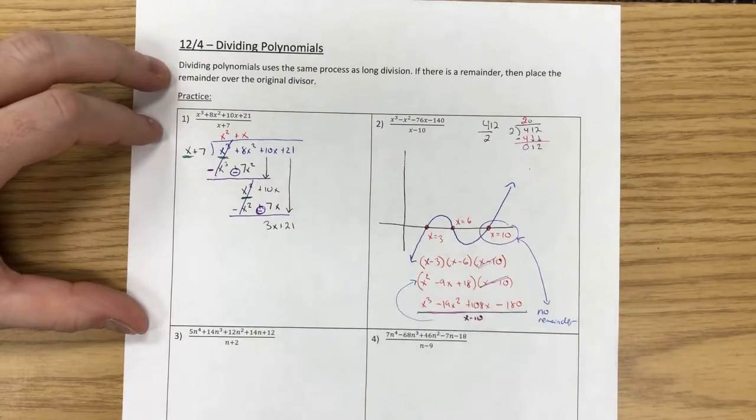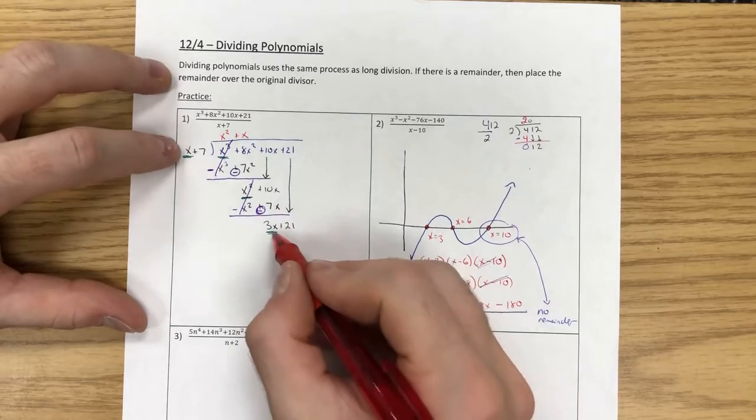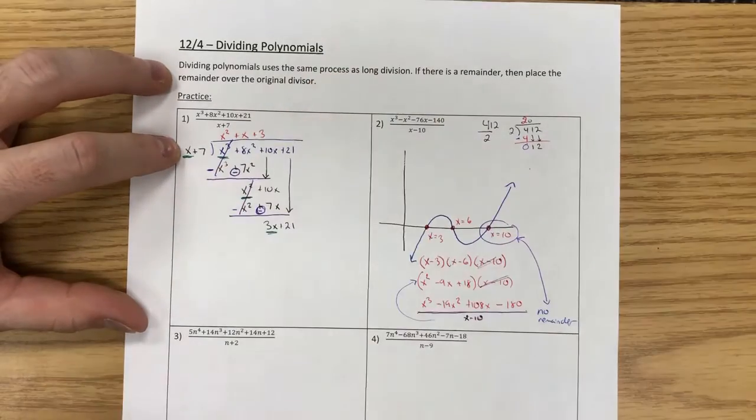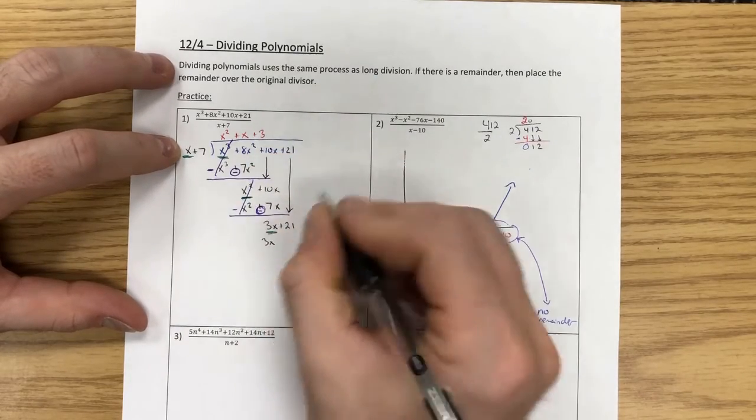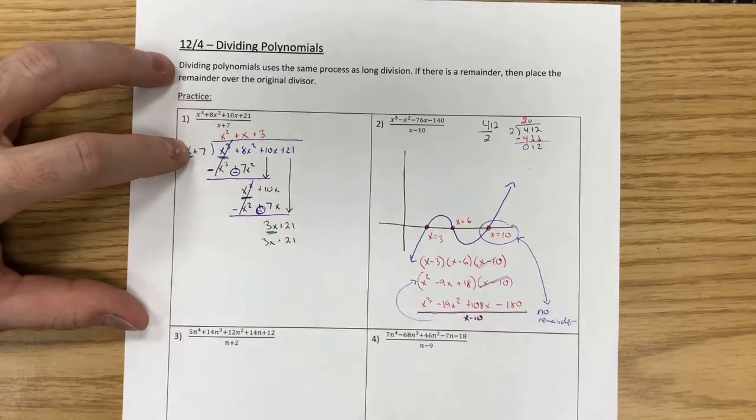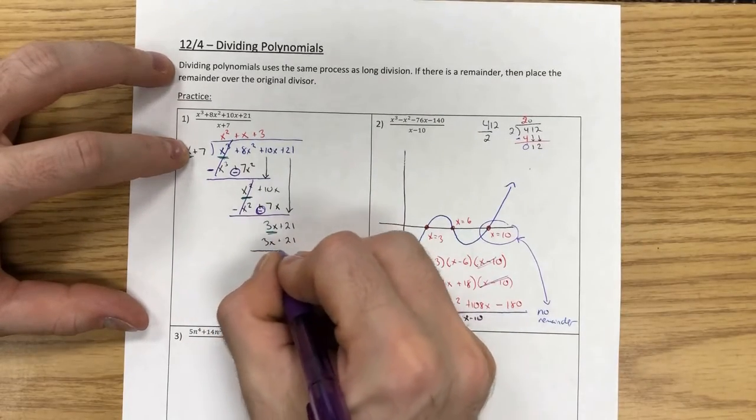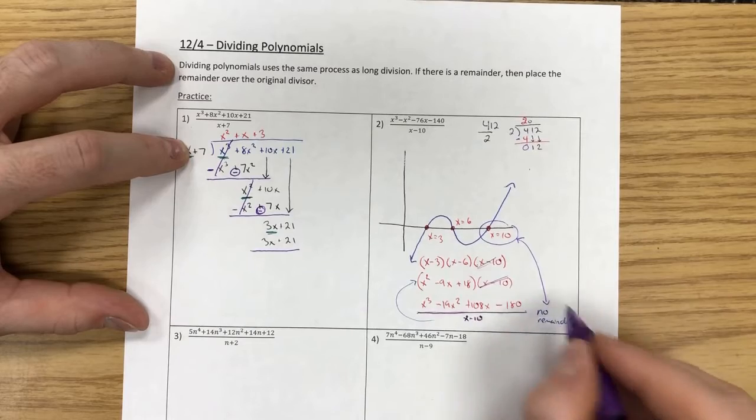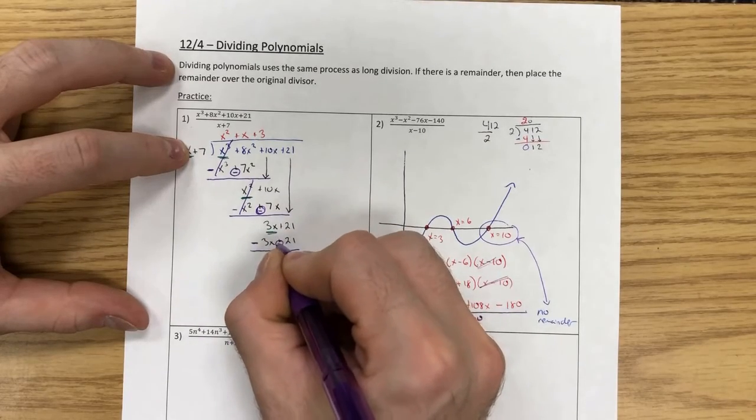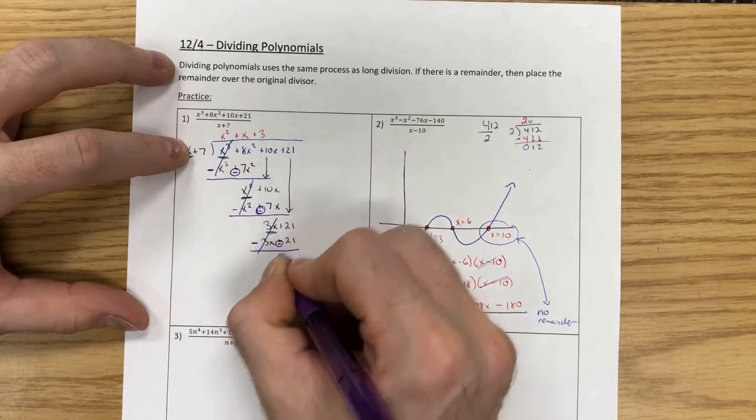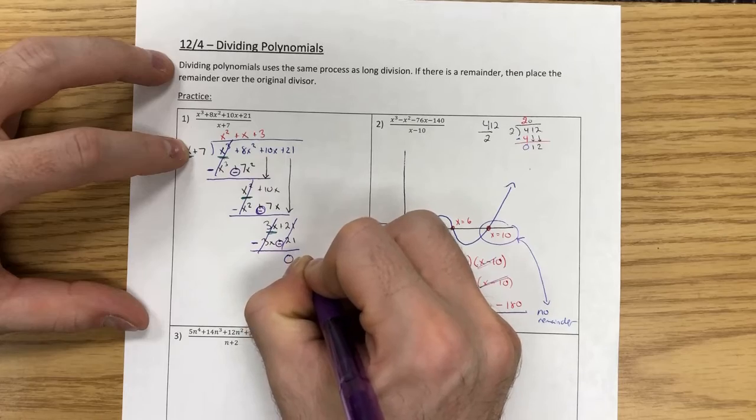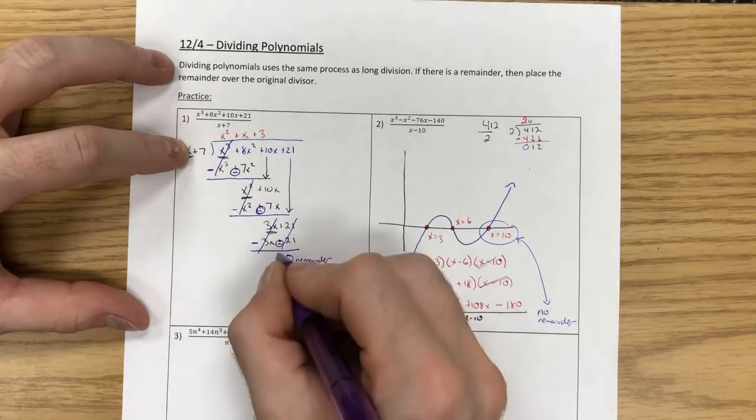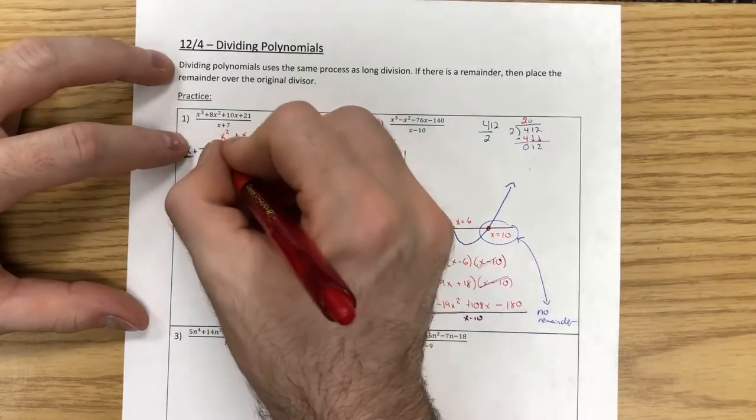And I'm going to repeat the process one more time. I'm going to say, okay, x times what gives me 3x? 3. Okay. I multiply 3 times x, I get 3x. 3 times 7, it gives me 21. And then the important part about right here is that I have no remainder. When I subtract this and I subtract this, my 3x and my 21 cancel out. I have 0 as a remainder, which means that I found one of the roots.